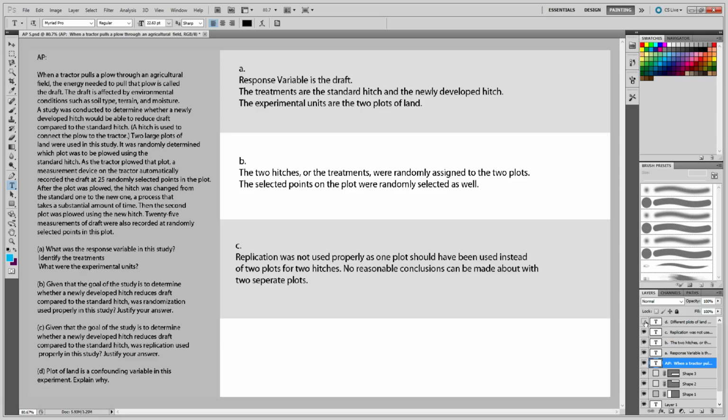So, part D, plot of land is a confounding variable in this experiment. Why? Well, different plots of land have different conditions, as stated in the question, making draft from the two hitches indistinguishable from each other, and that's why it is confounding to the draft, because nothing can be determined from the two different plots of land. And that is the AP question.